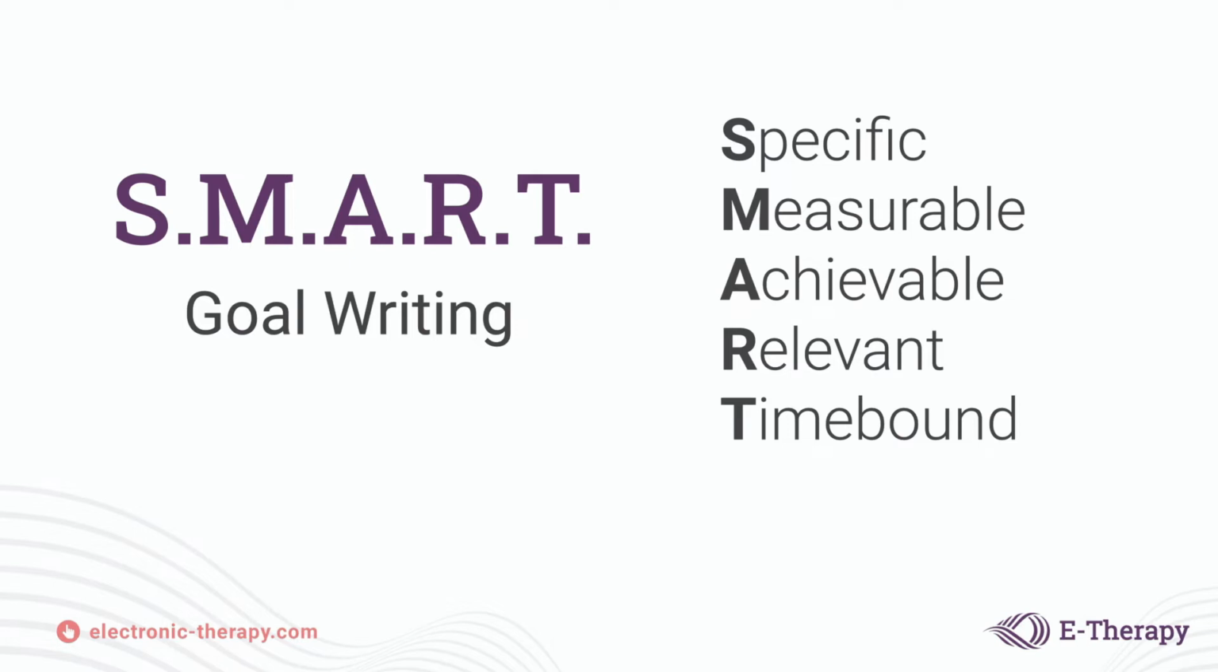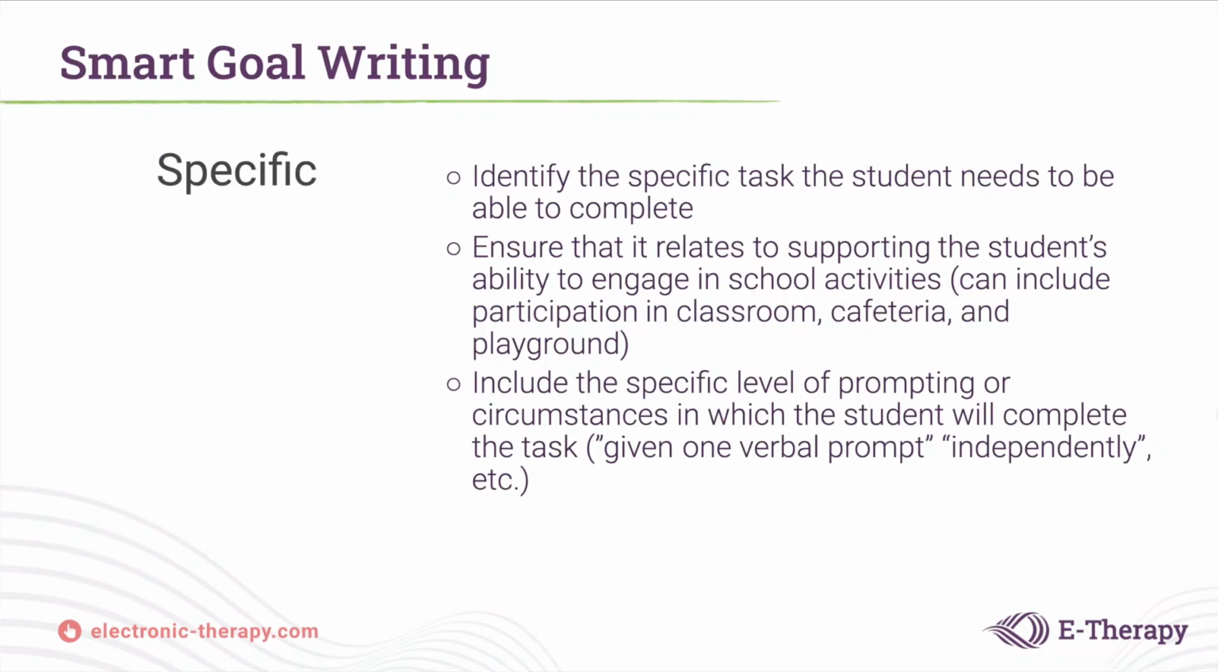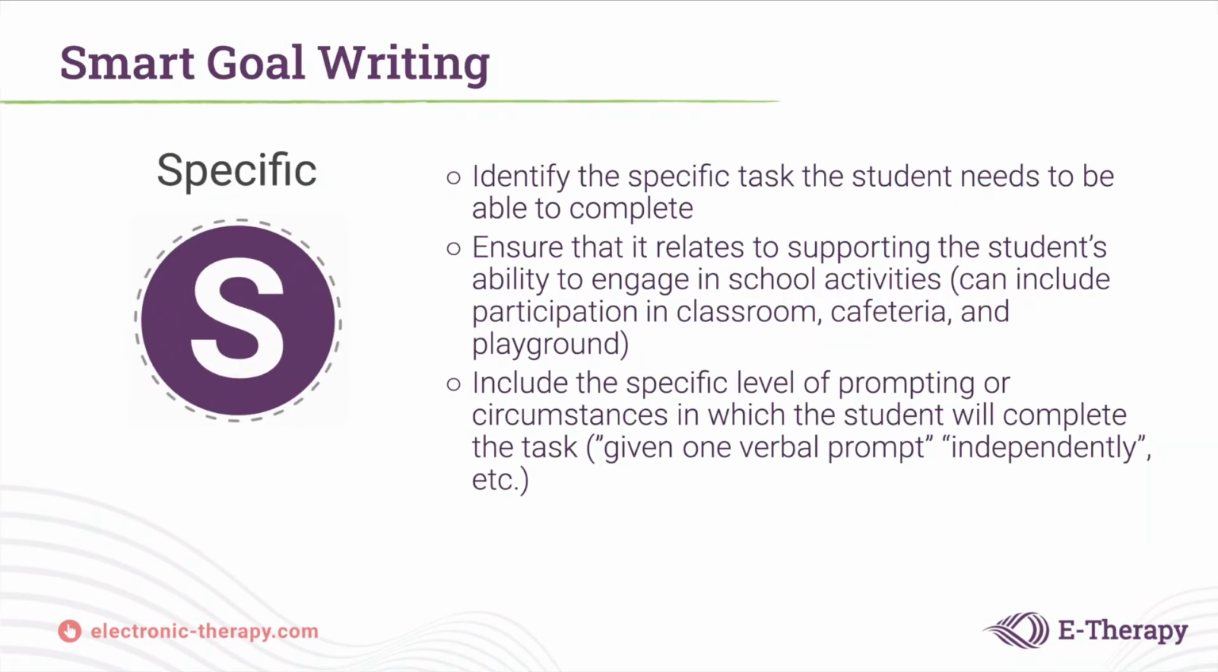So you may be familiar with this already. SMART is an acronym for specific, measurable, achievable, relevant, and time bound. And this is a really good method for writing goals. So let's break it down here. Specific. You want to identify the specific task the student needs to be able to complete. So nail down exactly what it is you're trying to get the student to do.